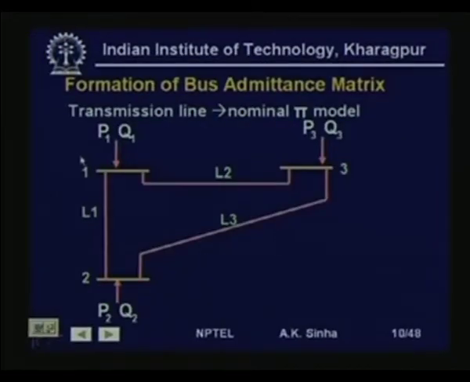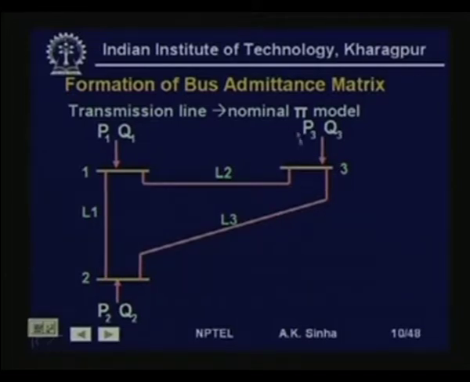Now, let us take a small system to show how we can find out the Y bus elements for the system. Now, this is a simple 3 bus system, where we have power injections P 1 Q 1 at bus 1, P 2 Q 2 at bus 2, P 3 Q 3 at bus 3, and we have line L 1 connecting bus 1 2, L 2 connecting bus 1 3, and L 3 connecting bus 2 3.